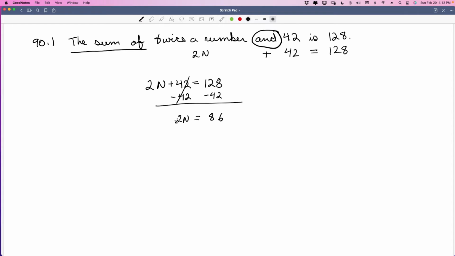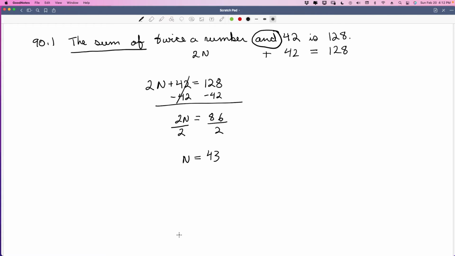Well, we know that 2n is the same as 2 times n, right? So twice this number. So we know that the inverse operation to multiplication is division, so we are going to divide both sides by 2 because we want to get n by itself. 2 over 2 is 1n. We know that 1 is invisible here. 1n is equal to 43. So now we know what that is.